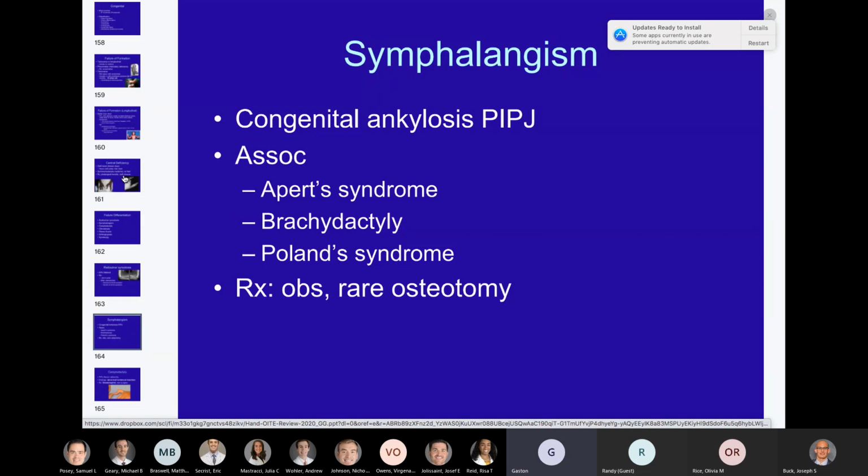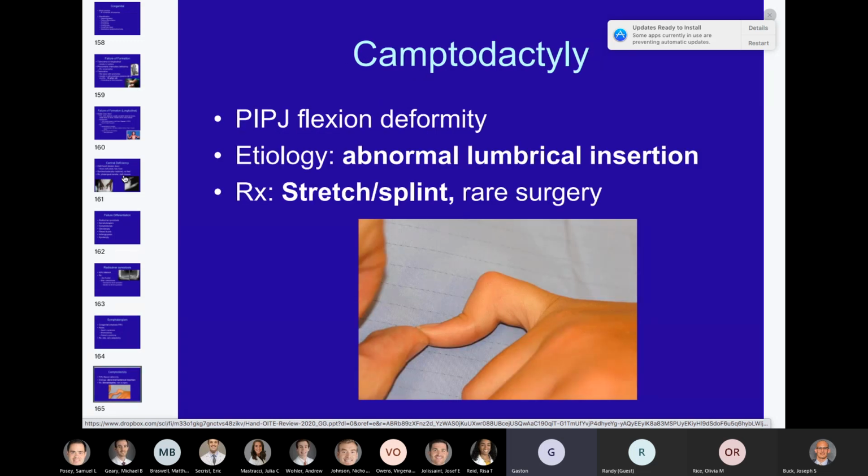Synphalangism. This is when kids can't move their PIP joint. It tends to be associated with Apert's, brachydactyly, and Poland's. Treatments, observation. Very rarely an osteotomy. Camptodactyly. They're going to give you this picture or some picture like it. It's going to be a PIP joint deformity in flexion, and they're going to ask you what is the etiology. For the purposes of OITE, abnormal lumbrical insertion. In reality, there's a ton of different things, but that's always the board answer. Treatment, stretch and splint, very rarely surgery.